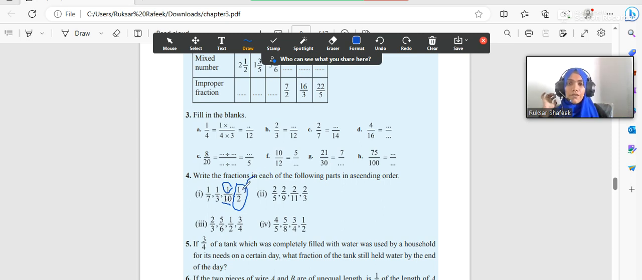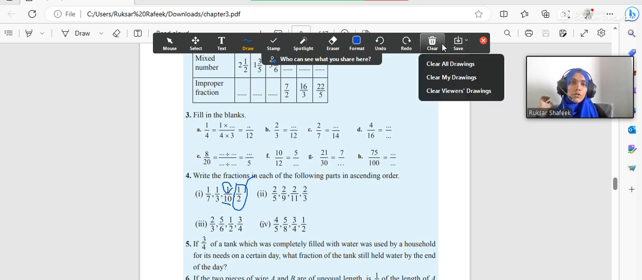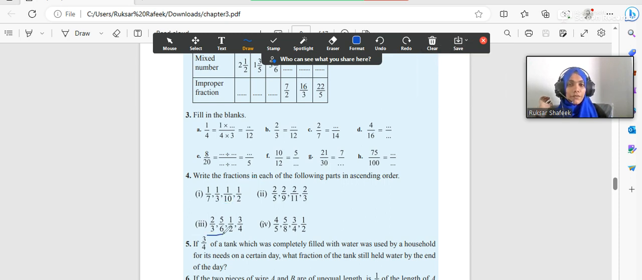So whenever the numerators are the same, we look at the denominator. The smaller the denominator, the larger the fraction. So we can figure that out that way. And when it comes to different denominators, we need to find the LCM of 3, 6, 2 and 4. We need to make them equivalent fractions. What is the least common multiple there?